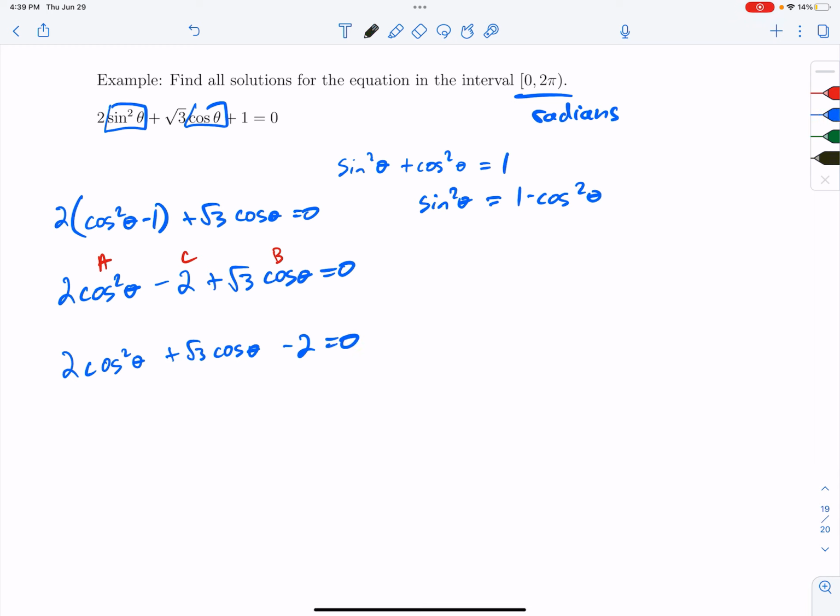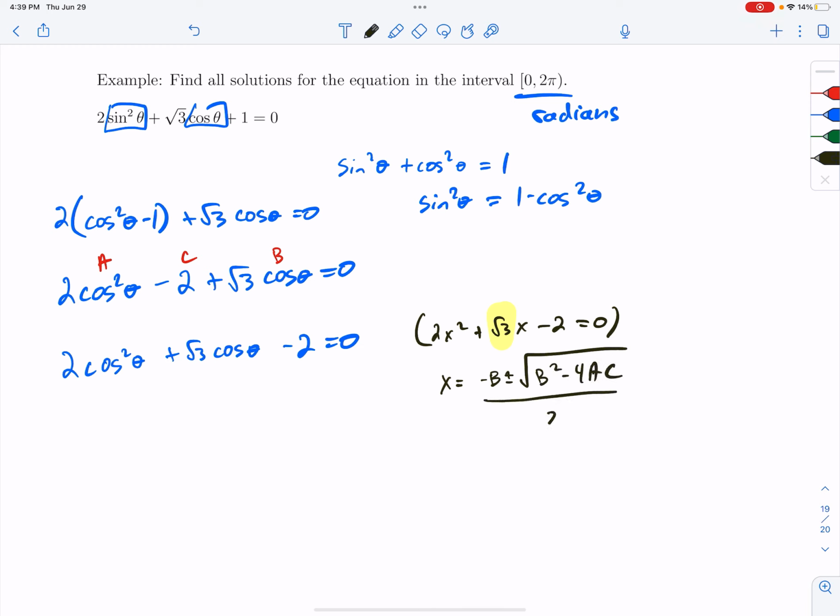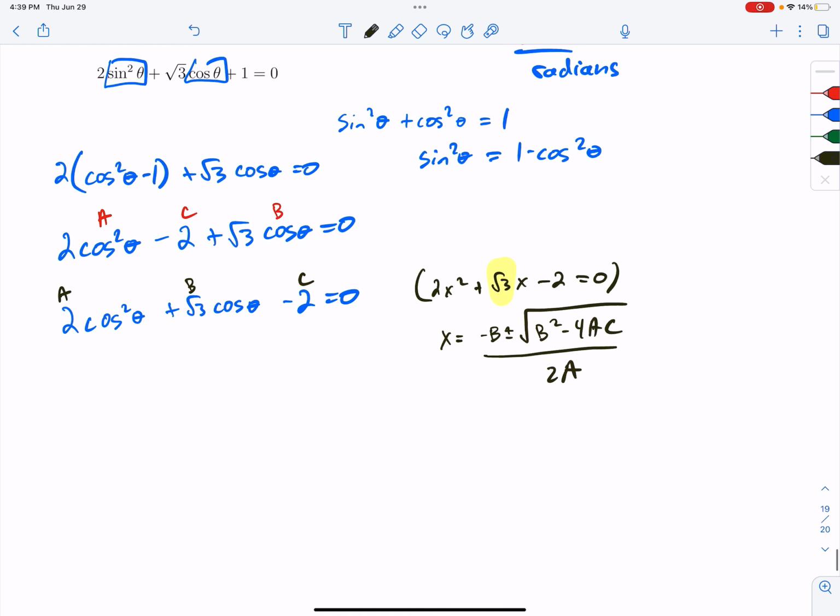Okay, and looking at this, let's rewrite this as an algebraic equation. 2x squared plus square root 3x minus 2 is equal to 0. So if we wanted to solve this, we would say, well, can I factor this? And I'm not going to be able to factor that because the square root 3 is going to give me some trouble. So because we can't factor, we need to use the quadratic formula. So using the quadratic formula, if you remember, is x equals opposite of b plus or minus square root b squared minus 4ac all over 2a. So we're going to have to do that here.